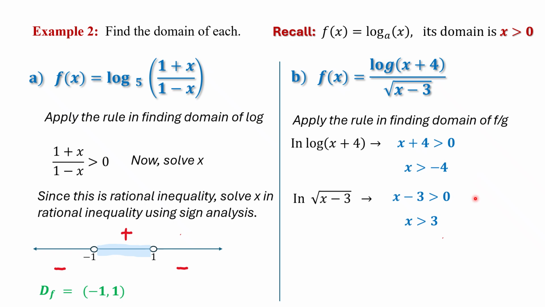Then finding the intersection of these two, let us plot negative 4 and 3 on the real number line. If we choose x greater than negative 4, we will shade from negative 4 to the right side. And x greater than 3, we will shade from 3 to the right side. Then getting the intersection of these two, we have the domain which is from 3 to infinity. So that is the domain of the function f.